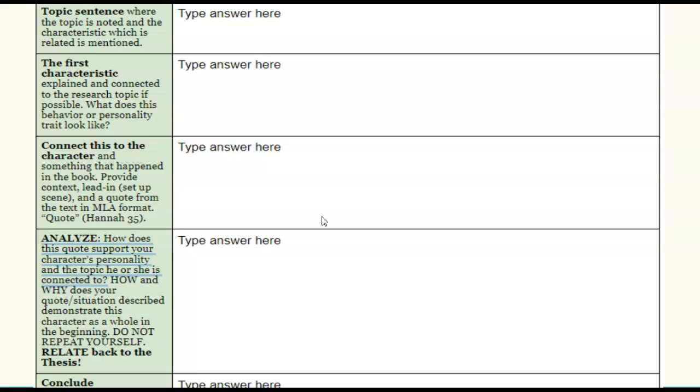All right, so you finished paragraph number 2. Here's what it looked like in your outline: your topic sentence, the characteristic, connect it to the character, providing the context, the lead-in, and the quote, provide your analysis, and then conclude. Most important is to make sure that you are relating your analysis back to your thesis. Are you proving your thesis? That's what we're going to look for each time we look at your paragraphs, is we're going to make sure that your analysis proves your thesis. But don't repeat yourself, and do not say, this proves my thesis because. Do not say that. Just provide your evidence.